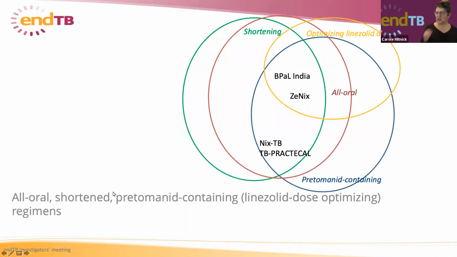The next group of trials I'm going to talk about are the all-oral shortened pretomanid containing trials, some of which also optimize the linezolid dose. So these are the BPaL in India and ZeNix trials that optimize linezolid dose, and the Nix-TB and TB-PRACTECAL that do not, and NTB. Yeah, sorry.